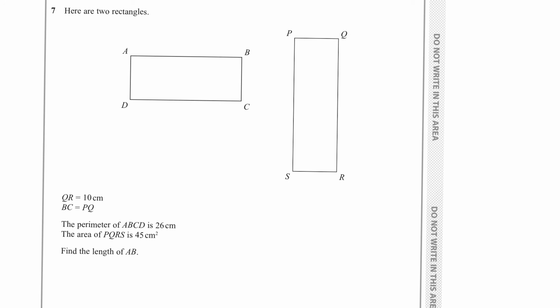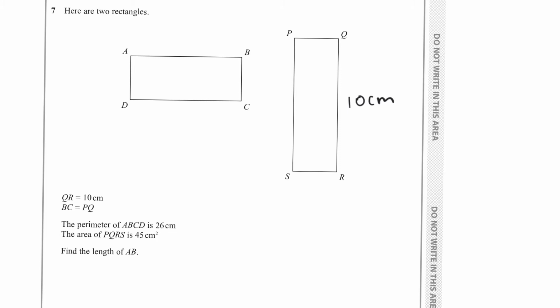Question 7 shows two rectangles. It says the length QR is 10 centimeters, and it says that BC is the same length as PQ. It also has given us the perimeter for ABCD as 26, and it's given us the area of PQR as 45 centimeters squared. And it wants us to find the length of AB.